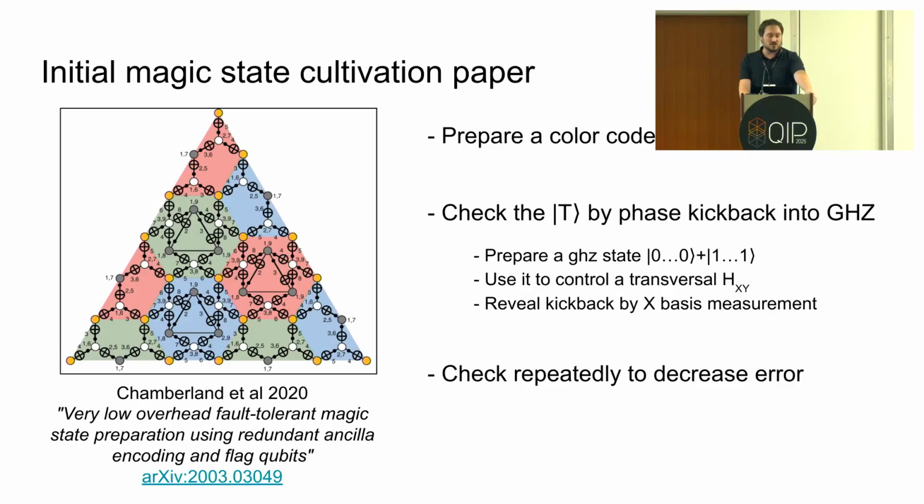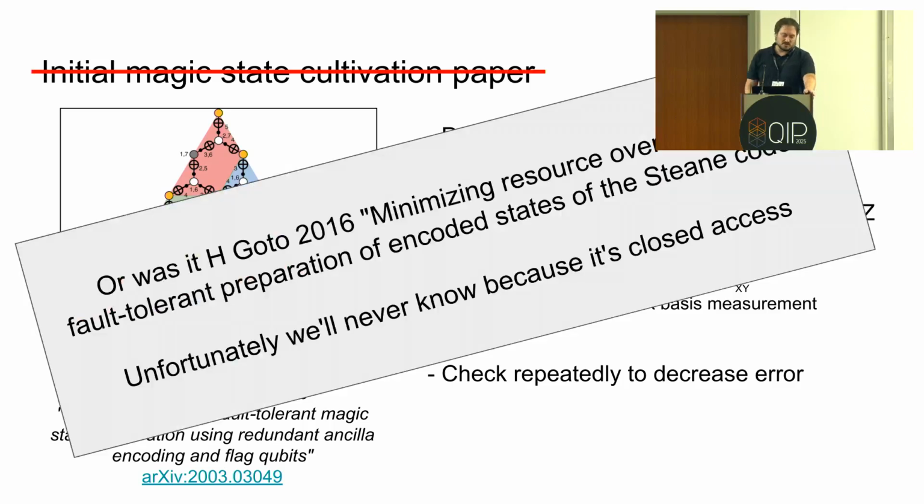Anyways, in 2020, Christopher Chamberlain and, I don't remember the other author, I'm sorry, pointed out that if you have a color code, you can measure in Clifford bases by preparing a GHZ state and applying a transversal Clifford conditioned on the GHZ state, with each gate controlled by one of the qubits from the GHZ state. So you get phase kickback into the GHZ state, and then you measure it in the X basis in order to get the measurement result. Actually, I got an email later on from someone called Gidney that says that they had the idea in 2016, but the paper's closed access, so I have no idea if they're telling the truth.